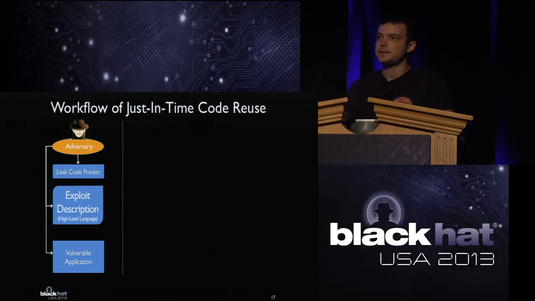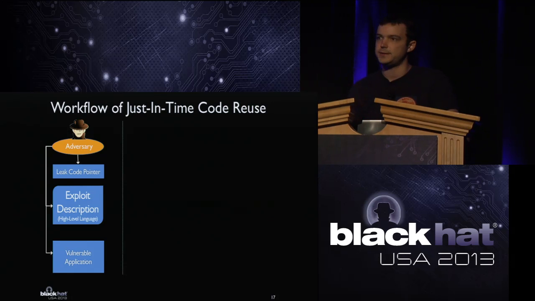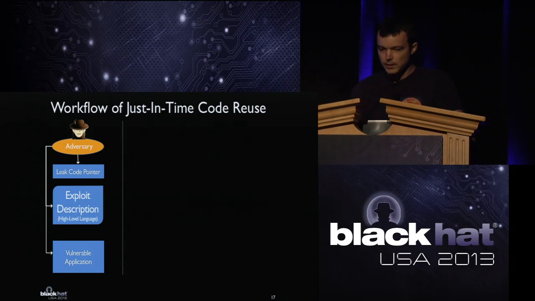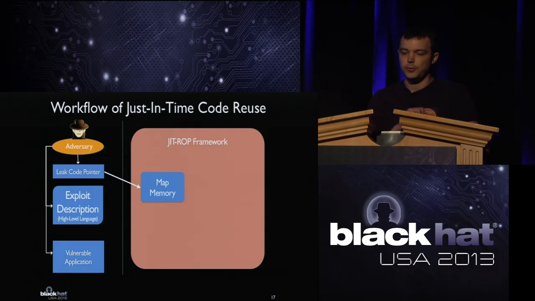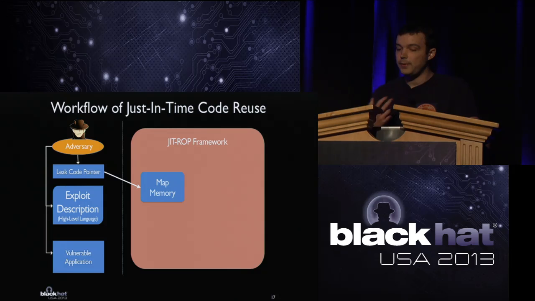Finally, keep in mind that all the steps I'm going to talk about are all happening at runtime within the context of a vulnerable application that's making use of a fine-grained ASLR scheme. And because fine-grained ASLR is in use, we know that just leaking a single code pointer is actually not going to give us any additional useful information that's going to directly help us to generate a ROP payload. So the first thing the JIT-ROP framework takes care of for us is, given a single initial leaked code pointer, the JIT-ROP framework will try to map as many pages of memory as it possibly can. And I'll get into the details of how we do that in a few slides.